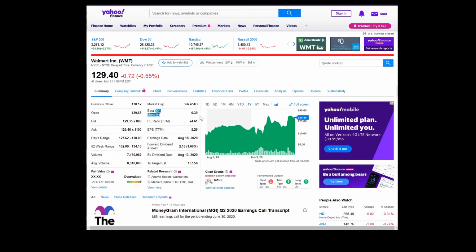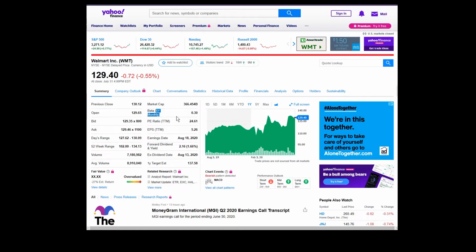So we already said that it's a comparison of risk from the company or fund you're looking at versus the market. So this 0.3 is less than 1, which means the risk of Walmart is less than the risk of the market. Meaning if you think something's going to go wrong in the market, this might be considered a safer place to have your money because this number is less than 1.